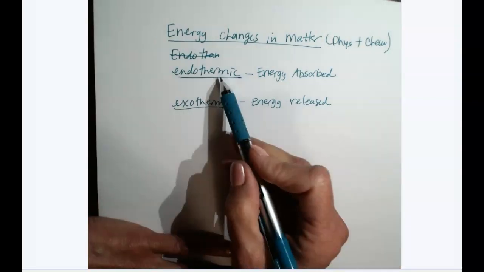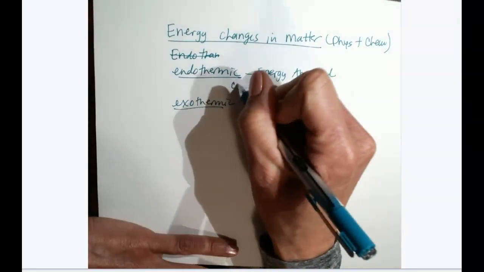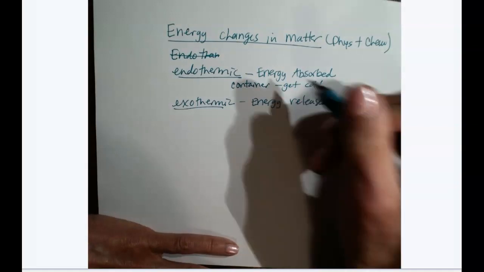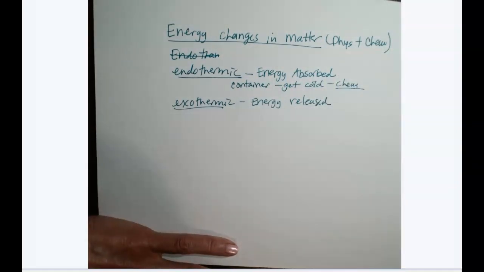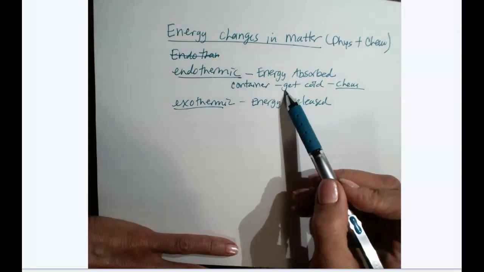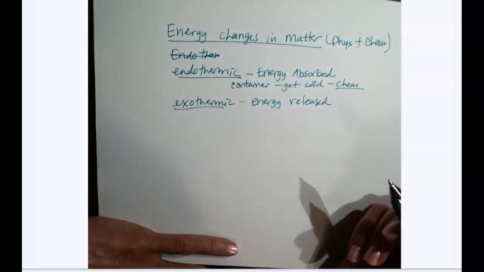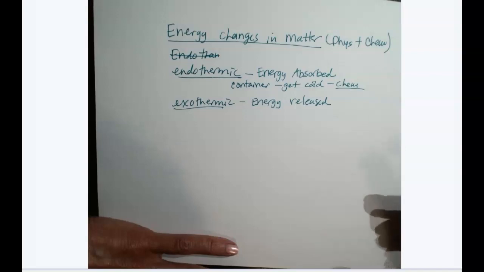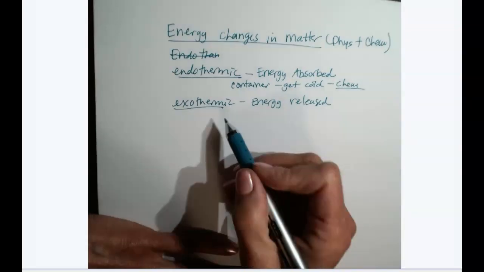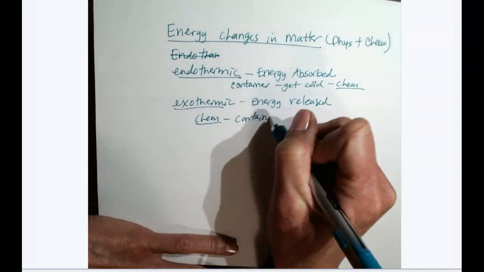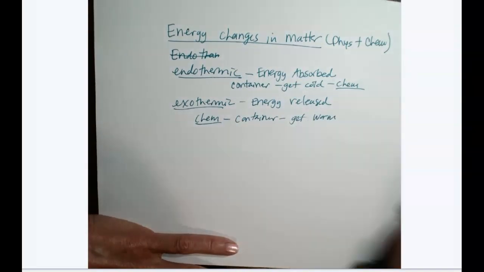In chemical changes, if it's an endothermic change, a lot of times the container is going to get cold. That kind of tips you off. If it's a chemical change and you put some chemicals into a vessel of some sort, and the vessel gets cold, that gives you an idea that it's an endothermic change. Energy has to be brought into the chemical reaction, and since it is brought in from the environment, the environment or the vessel is going to get cold. Exothermic, in chemical changes, your container is going to get warm, or it might get hot.